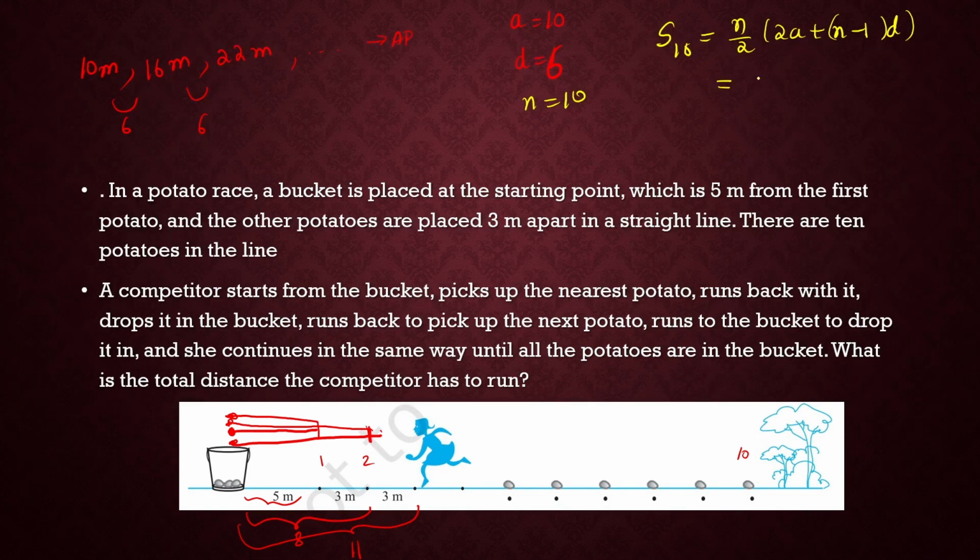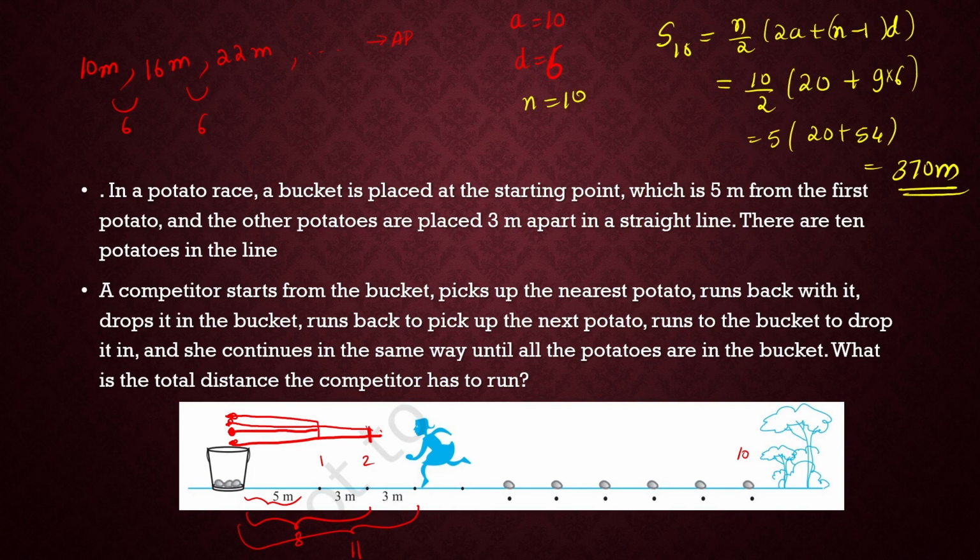Okay, so that is equal to 10 by 2 into 2 into 10, 20, plus n minus 1 is 9, d value is 6. So that is equal to 5 into 20 plus 9 sixes are 54. 54 plus 20, that is 74. 74 into 5 is 370. So she's going to run total 370 meters in order to complete this whole competition.